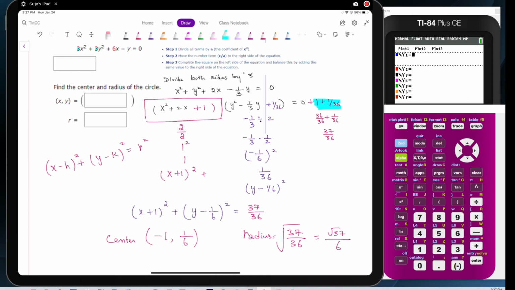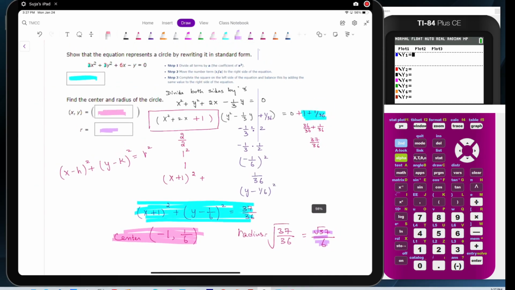So the equation, which is this part, should go in this box here. The center, just this one, should go over there, and the radius, just that number, has to go in this part in your homework assignment.